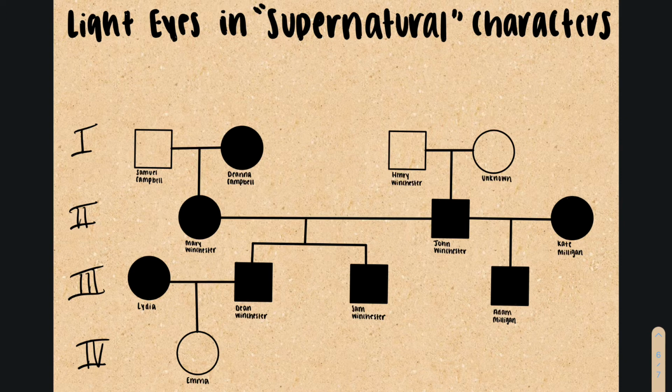Let's observe a pedigree involving the supernatural characters. The trait that this pedigree is based on is the inheritance of light eyes. Each shaded circle or box means that the individual is affected by the trait and shows the phenotype of light eyes. If a particular shape is not shaded, they are not affected by the trait and therefore they have dark eyes. Our goal is to figure out which methods of inheritance are consistent with the inheritance pattern of the shaded trait.